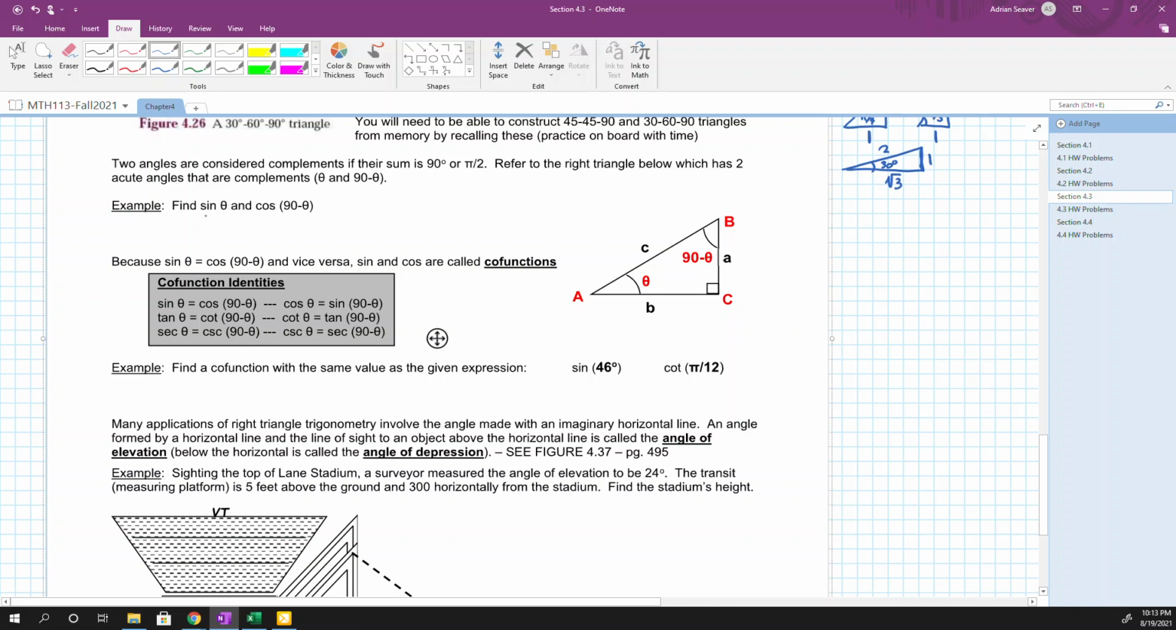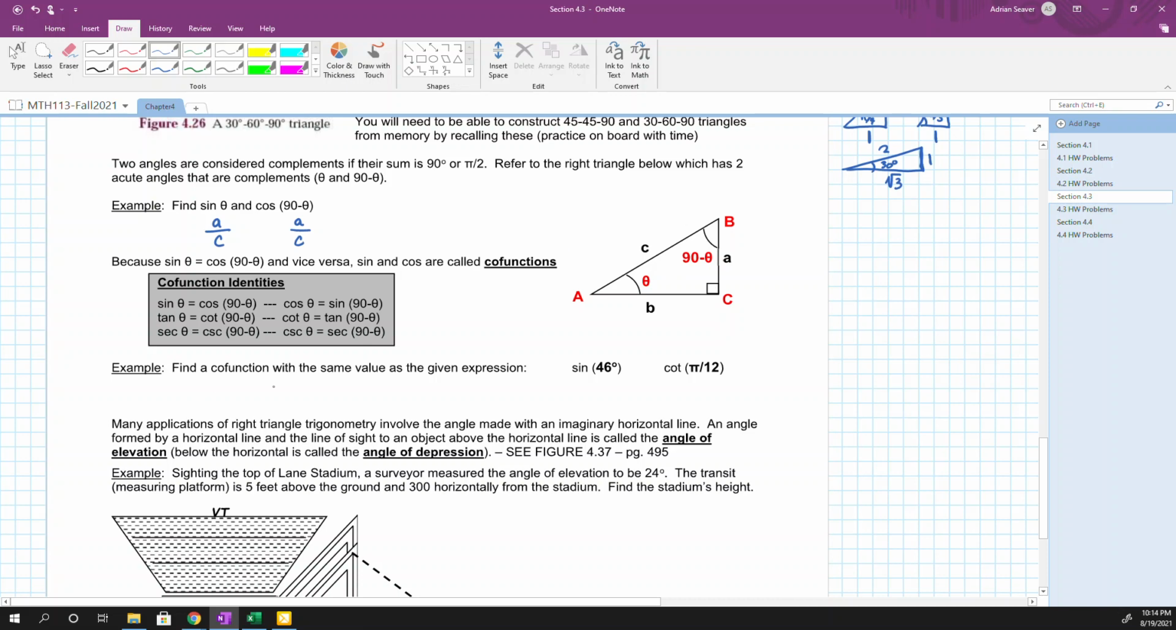Here it says find sine theta. All I have here is letters, but as I look at theta, sine of theta is opposite, which is A, divided by the hypotenuse, which in this case is C. Next, let's look at the cosine of 90 minus theta, our other angle up here. The adjacent side to that angle, not the hypotenuse, is A. And the hypotenuse is C. So it's the same thing. The sine of theta is equal to the cosine of 90 minus theta. So you can use those cofunctions. Sometimes that's kind of neat. I don't use those a ton, but you can.